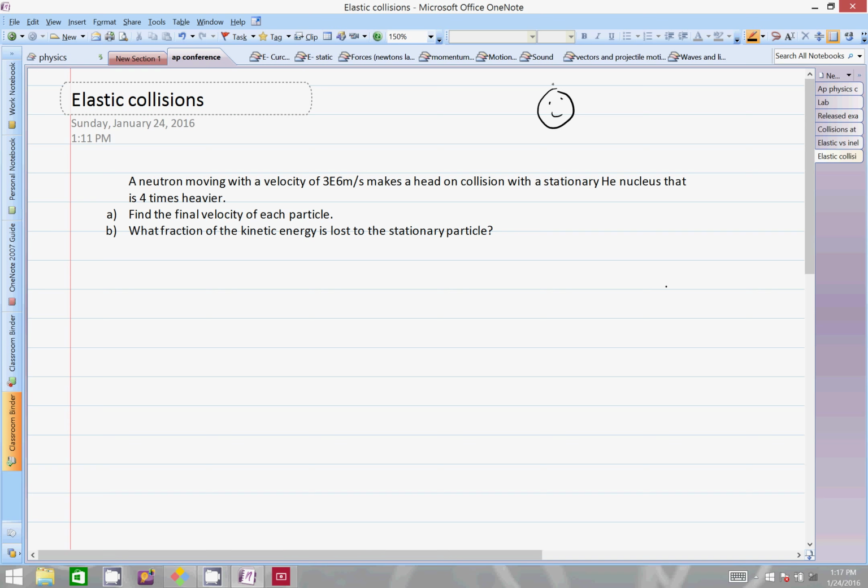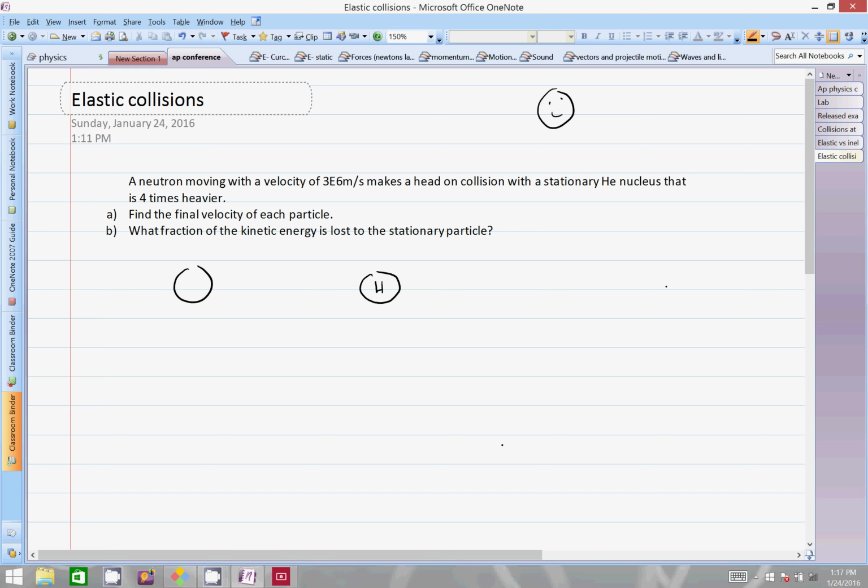Good afternoon, this is Schweitzer, and we're going to look at a little more complicated example of an elastic collision. First of all, a neutron is moving with a velocity of 3 times 10 to the 6th meters per second. It makes a head-on collision with a stationary helium particle.